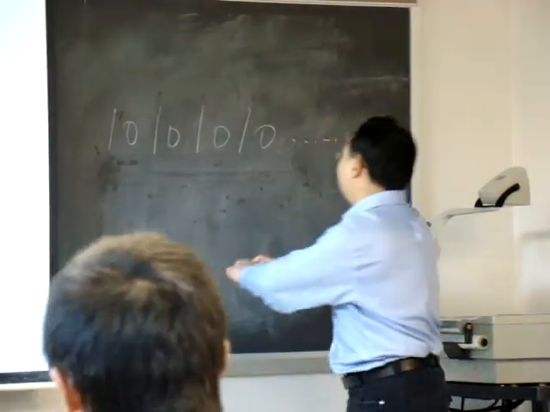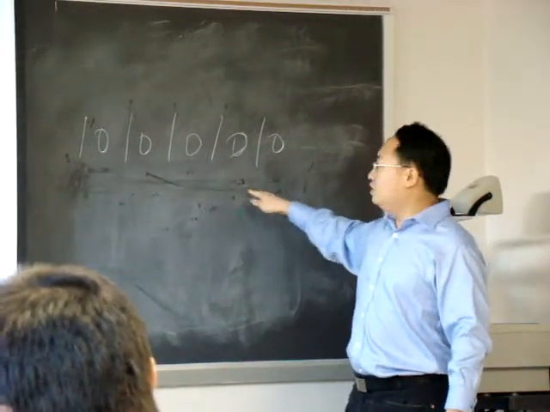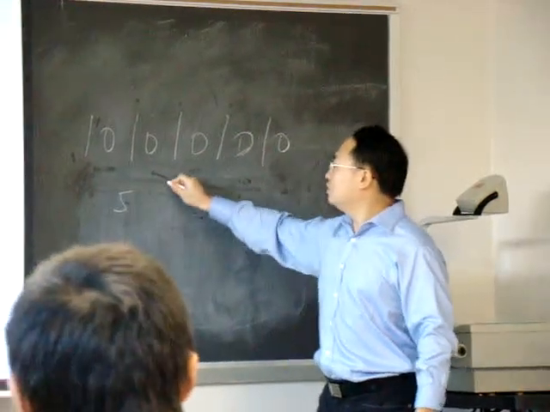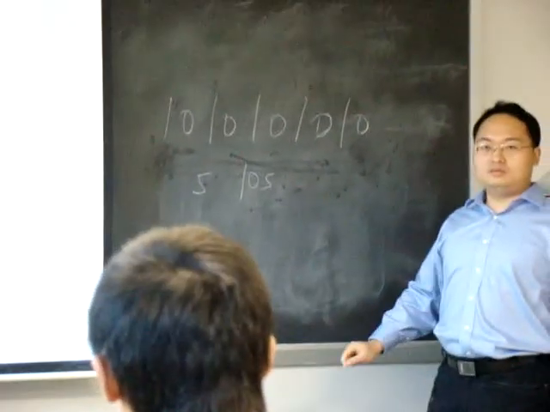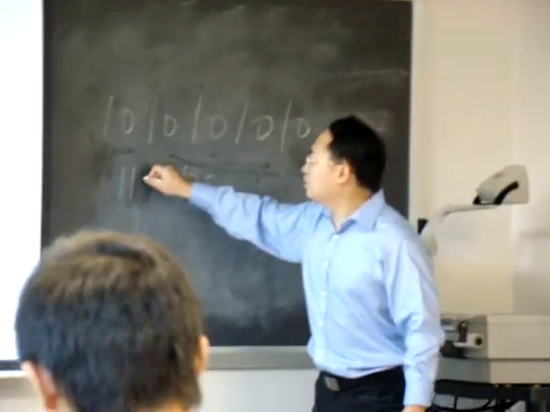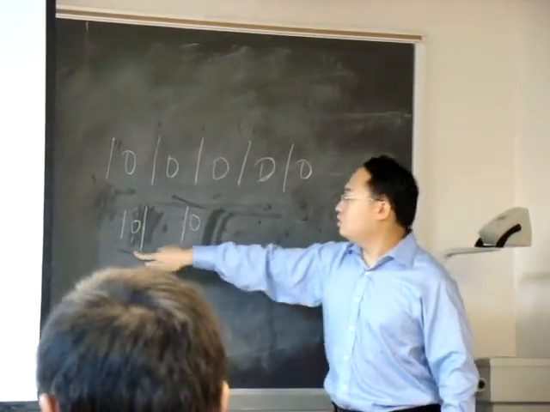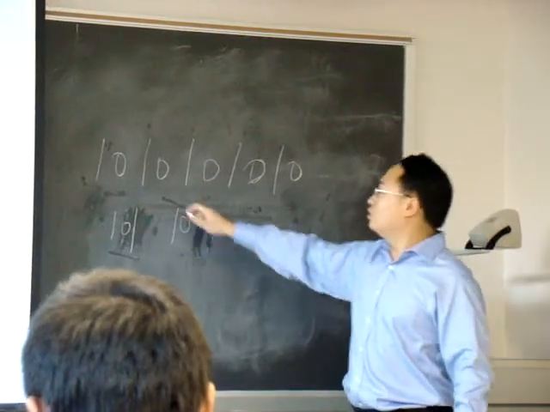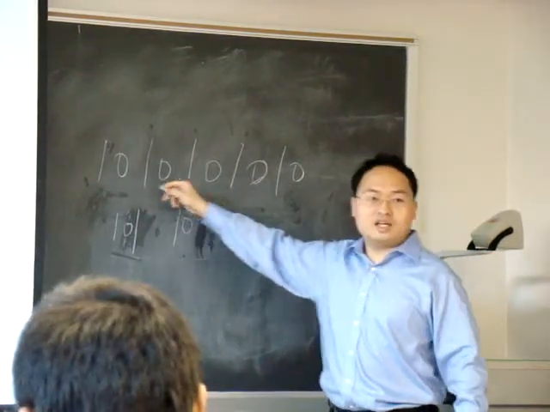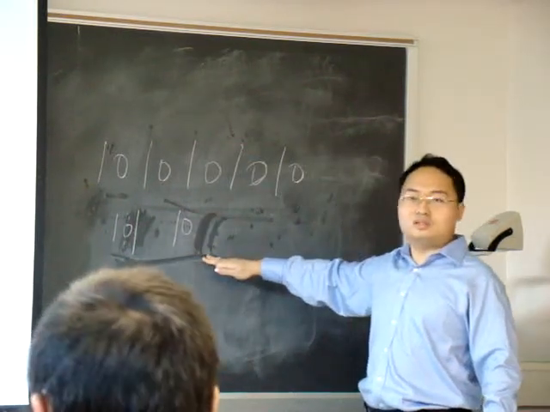Let me give you another example. We have a sequence of 10, 10, 10, 10, 10. So 10 digits. And this can be seen as 5 times 10, right? 5 is 101 in binary. So actually, we only use 5 digits to represent this 10-digit sequence. So this sequence is compressed to another sequence.